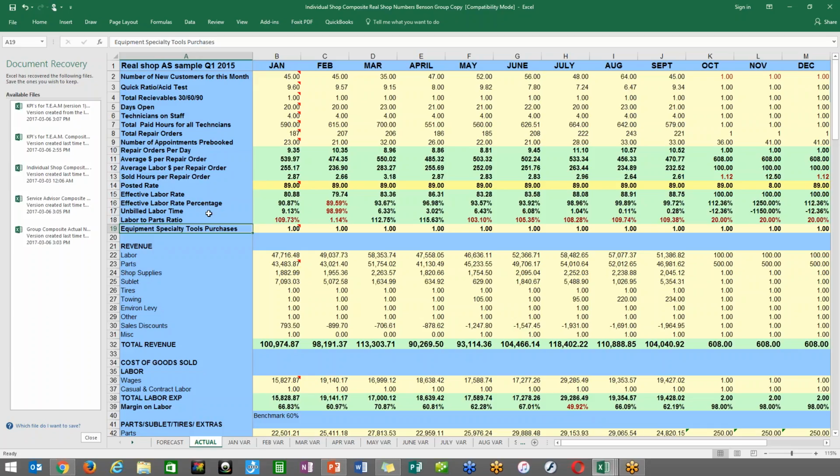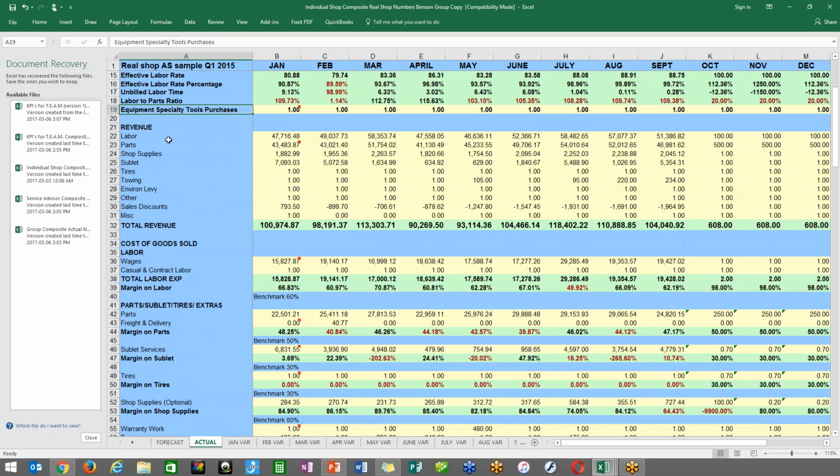So those calculations are done in the composite, and again, all you need to do is click above the red little thing here, and it's going to show you what data to put in there. The next section of this is pretty straightforward. All you need to do is to fill in your labor sales for that month, the part sales, which of course are separate. Shop supplies, we believe that we should be charging shop supplies separately.